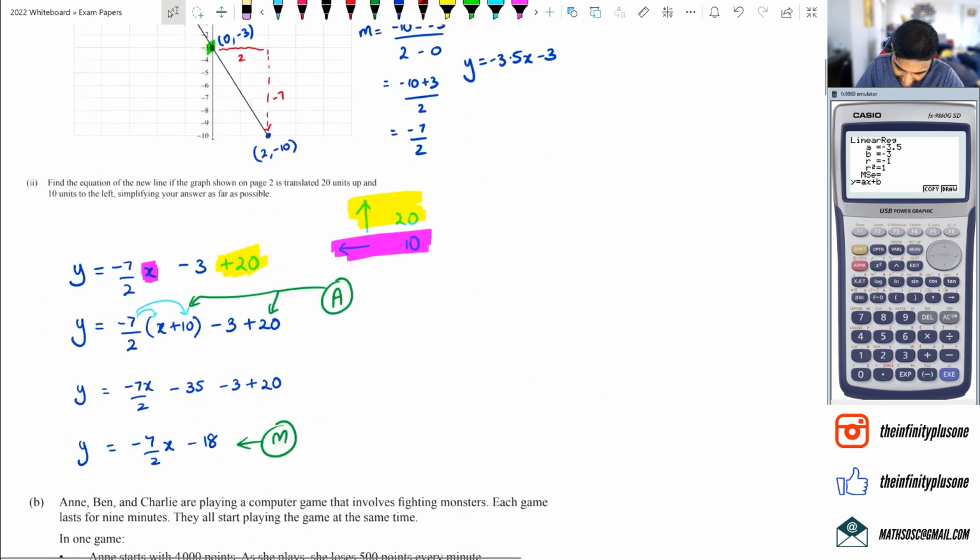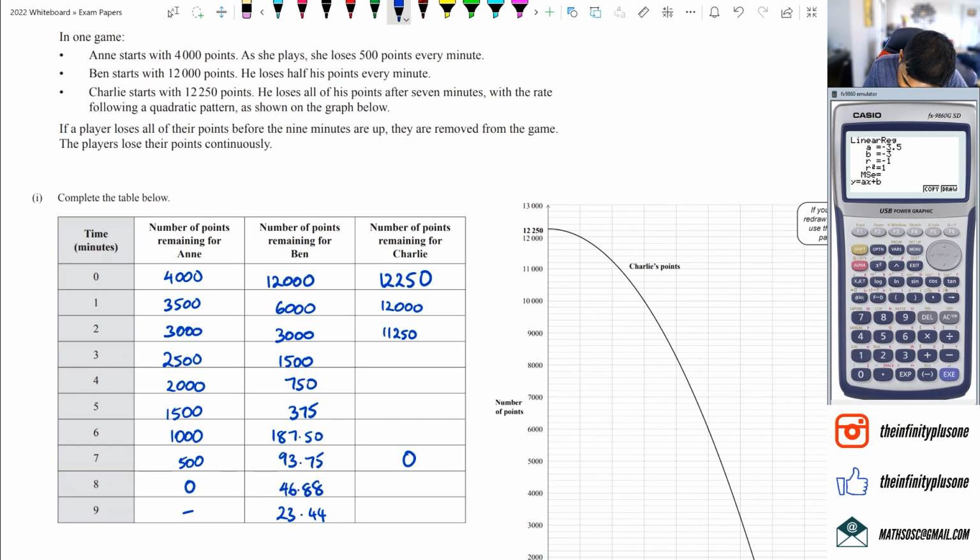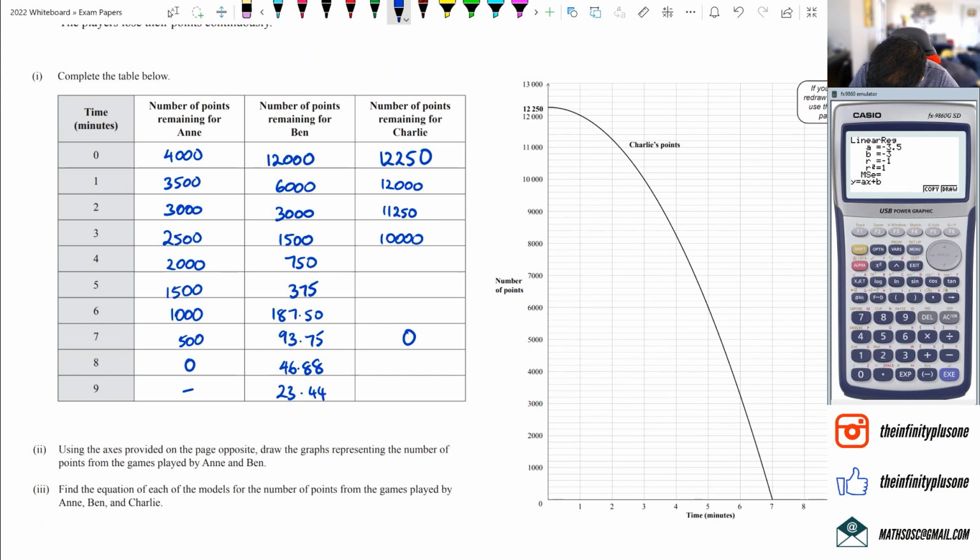I just lost my paper. At 4, he is, what do we got, 8,250? At 5, looks like 6,000. And at 6, 3,250. And of course he loses everything after that.